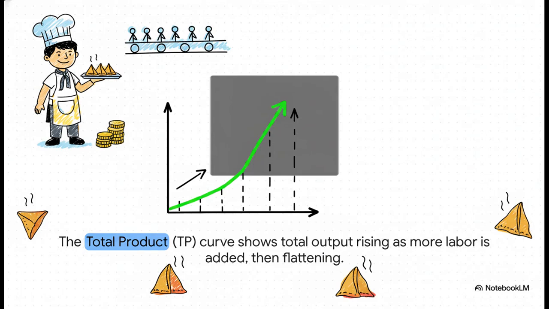And if we plot that total product on a graph, it looks something like this. See, as Raju hires more cooks, the total number of samosas goes up and up. At first, it rises really fast, but then it starts to kind of flatten out. So why does that happen?